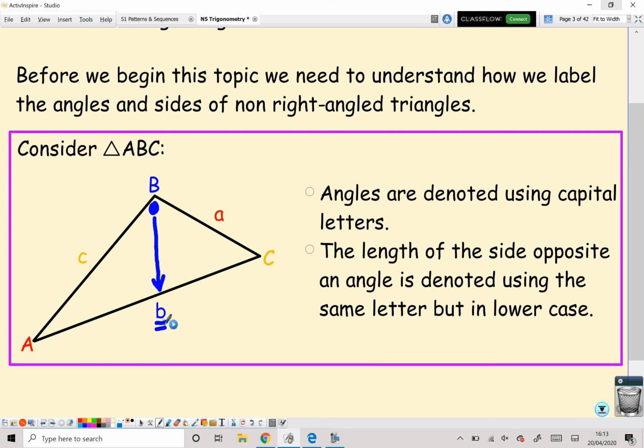Now you can see the same sort of thing for angle A, and opposite it is side a. Right, and same again for angle C, opposite that is side c. Right, so it's nice and simple. Uppercase letters for angles, lowercase letters for sides, and the side opposite an angle has the same letter.